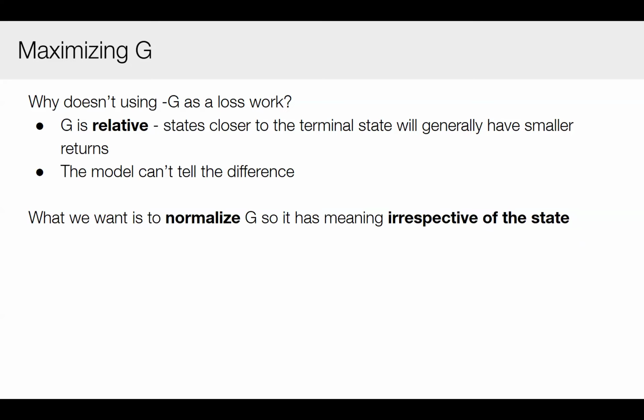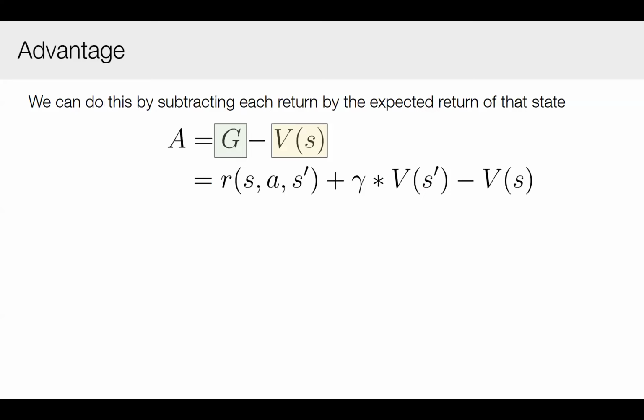So what I'm basically trying to get at is that we want to normalize G, and we want to normalize our expected return so it has meaning irrespective of the state we're currently at. And the way to do this is what's called an advantage. And what this means is that we're subtracting the return we get from the state by the expected return of the state. So let me just clear this up.